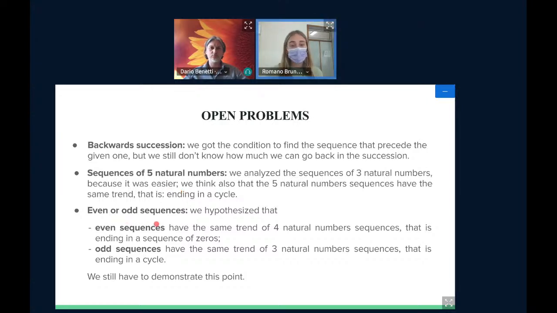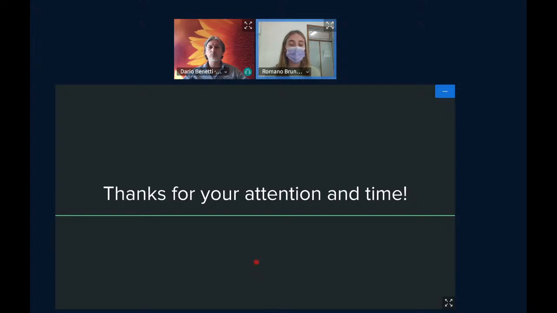For even or odd sequences, we think that we can generalize what we have found about 3 and 4 natural number sequences. Even sequences, like 4 natural number sequences, all end in a sequence of all zeros. And odd sequences, like 3 natural number sequences, all end in a cycle. But we still have to demonstrate these points. So that's it. Thanks for your attention and time.